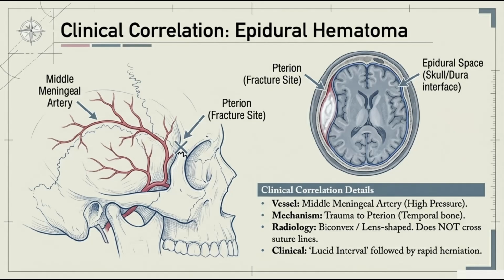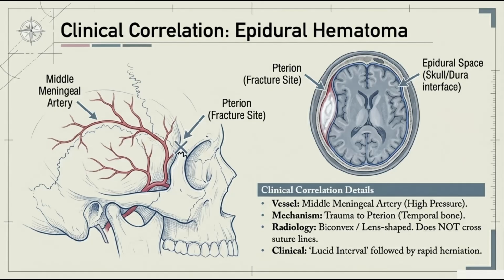Let's start with the epidural space. Epi means above, so above the dura. This is a potential space. Normally, the dura is glued tight to the inside of the skull. There is no space there. To create one, you need to force something in there under high pressure. Like an artery bursting. Exactly.